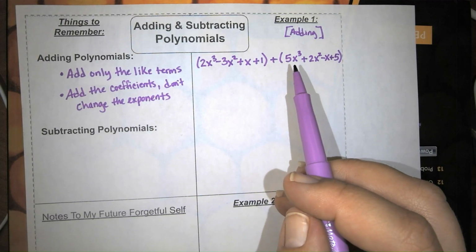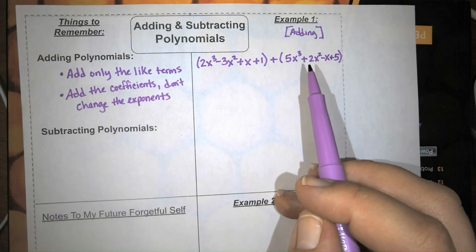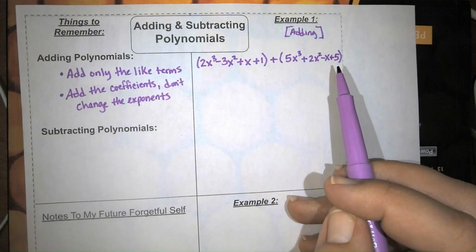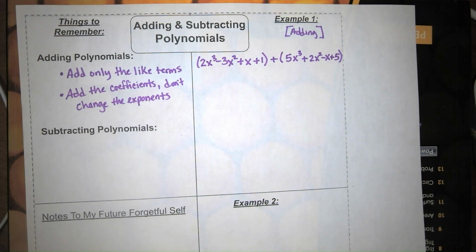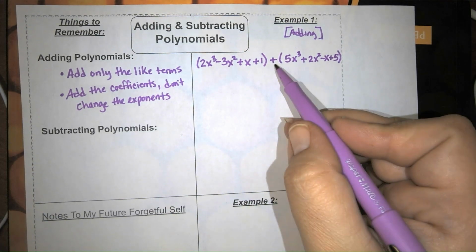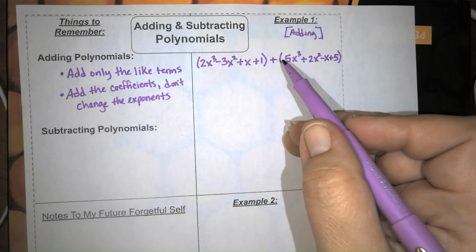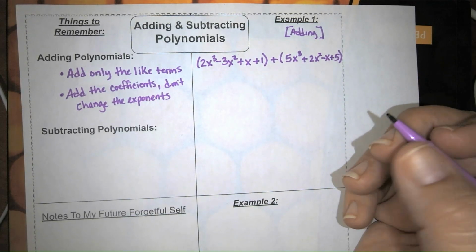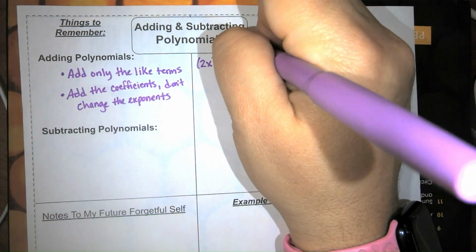And in the second parentheses, we have 5x to the third power plus 2x to the second power minus x plus 5. So the parentheses are here just to group the terms together, to say this is a polynomial and this is a polynomial. And then between it is telling us what to do. We're adding them. So directions for something like this might just say simplify. Let me add that up here.